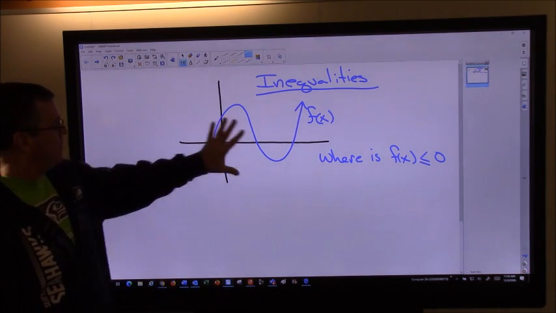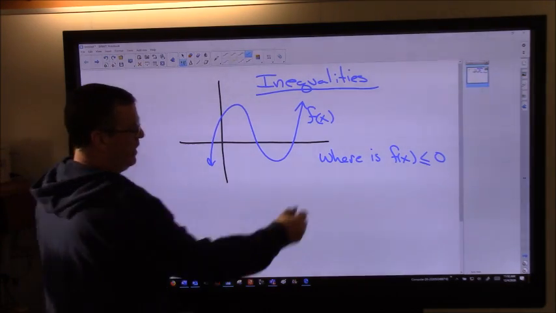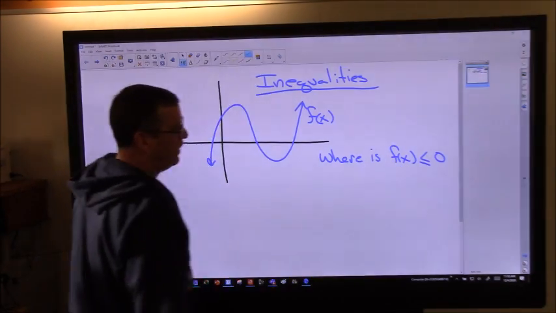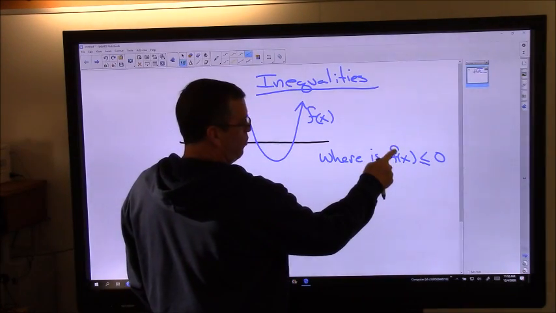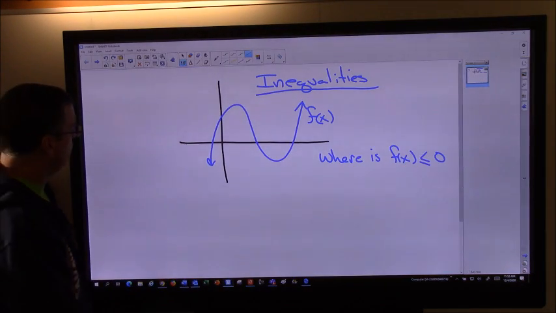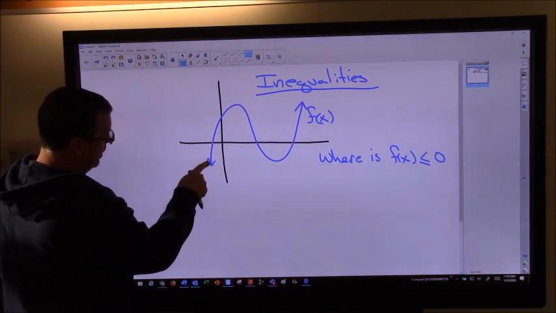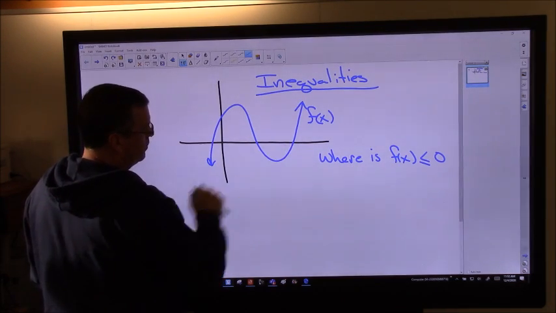And so if I've got some function, so this is just a random graph that I drew, and I want to know where is f of x less than or equal to 0, well that means where are the y values negative, because we're less than 0. Well that would be this part of the graph right here, and also this part of the graph right here.